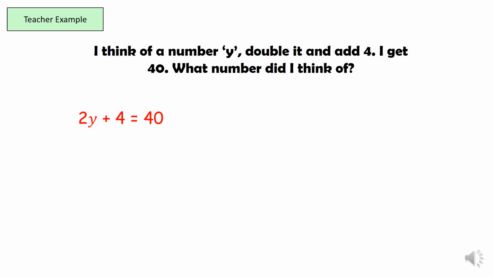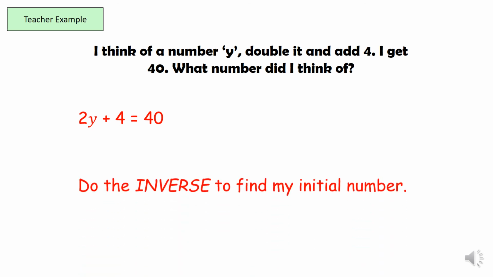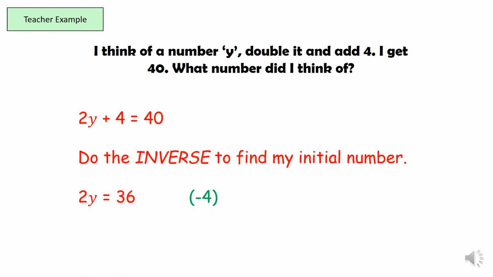And now, as with the last lesson where we were solving equations, all we do is work backwards to solve it, and we do that by starting off by getting rid of the plus 4. Okay, so if we get rid of the 4, we're left with 2y equals 36, and now we just divide it by how many y's there are. So we're dividing it by 2, and y would equal 18.